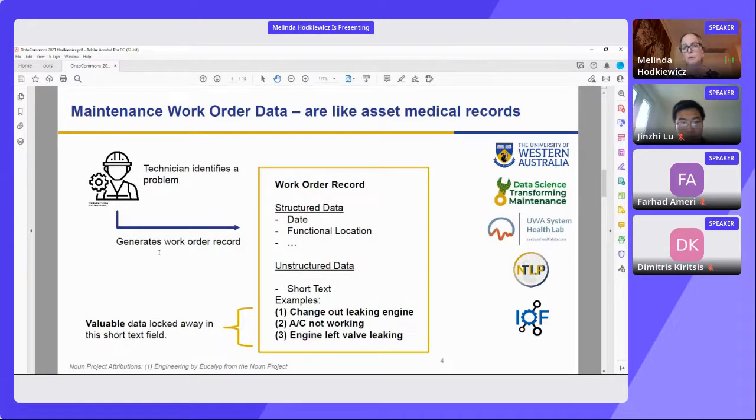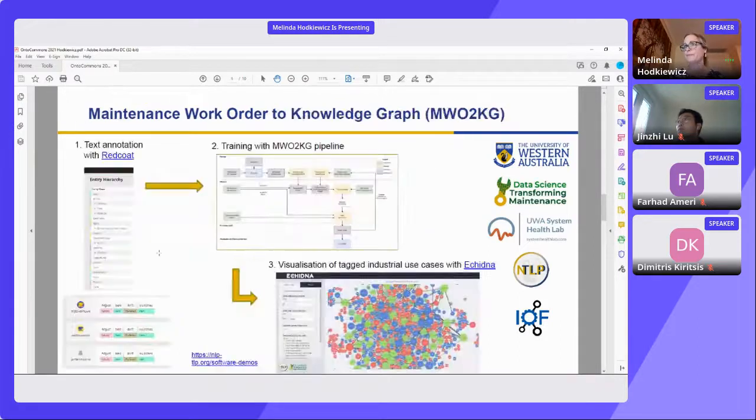And for these records, there's a record generated every time a technician touches that piece of equipment, whether it's for an inspection or repair or replace, and it contains structured data like what date it was, and lots of unstructured data like change out the leaking engine, air conditioner not working, and so on and so forth. This data is incredibly valuable, but hidden.